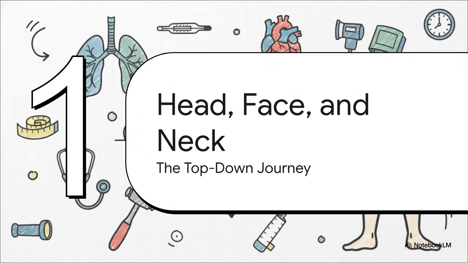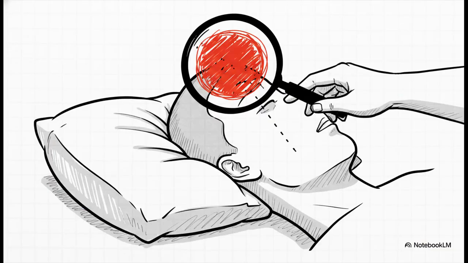Section 2. Head, face, and neck. Beginning the top-down journey. Gloves on. You start right at the top by palpating the cranium, feeling for any masses or indentations. And don't just look for infestations like lice or patches of alopecia. You need to actively feel the back of the head. Why? Well, if your patient is immobile, they spend a ton of time resting right on that exact spot, and skin breakdown frequently hides exactly there.